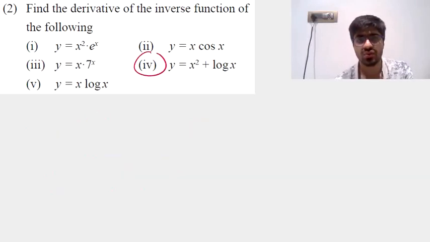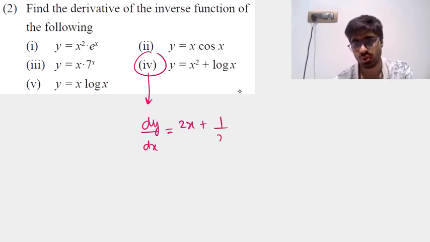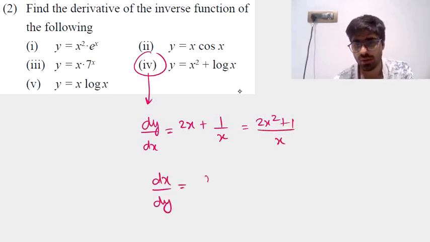Continuing in a similar way with the fourth one, we have dy by dx as x square, the derivative of x square will be 2x, plus log x, so that will be 1 upon x. You can club the two terms and write them as 2x square plus 1 divided by x. So dx upon dy, that's going to be x upon 2x square plus 1.